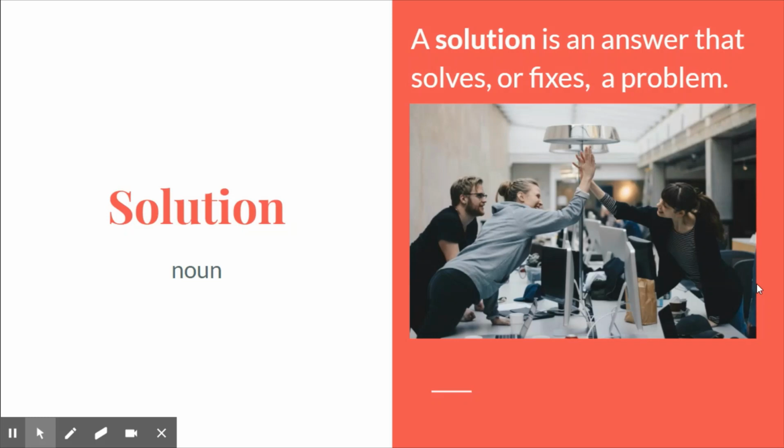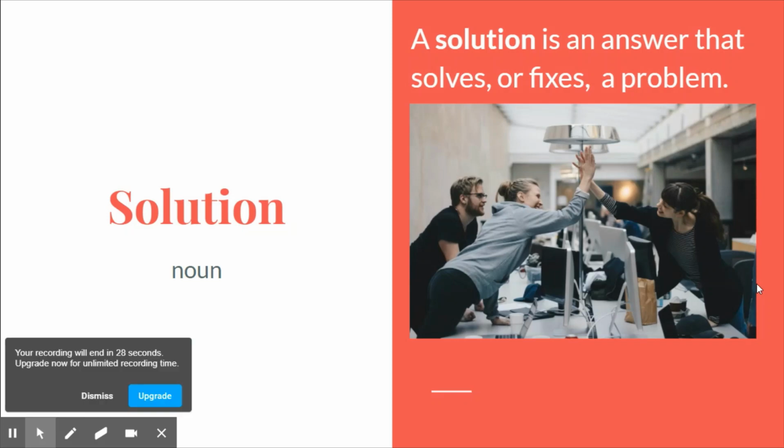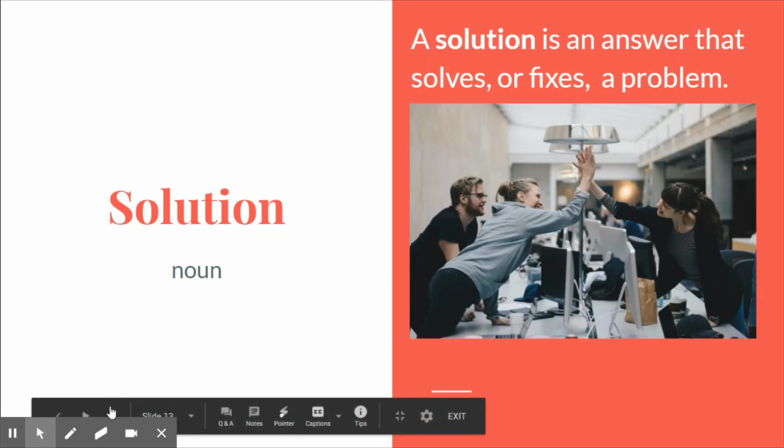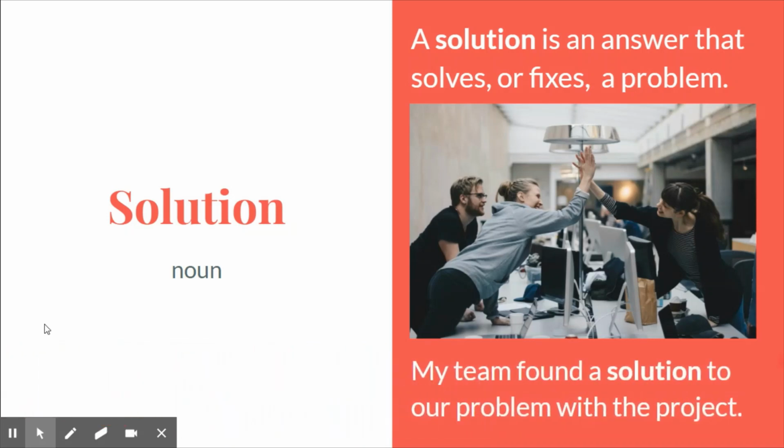Let's go ahead and read it together. A solution is an answer that solves or fixes a problem. One more time. A solution is an answer that solves or fixes a problem. Okay, so let's go ahead and use the word solution in a sentence. Here we go. My team found a solution to our problem with the project. Okay, let's read it. My team found a solution to our problem with the project.